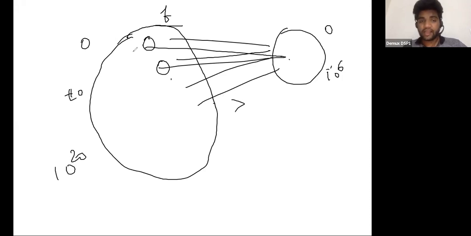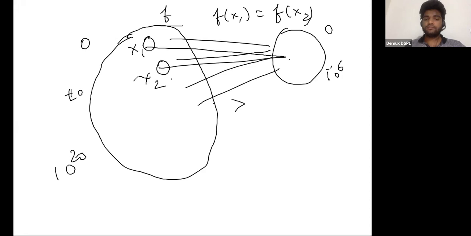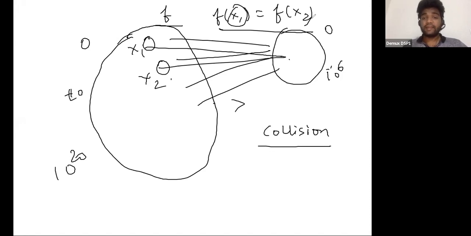So naturally you will have two numbers x1 and x2 such that f of x1 will be equal to f of x2. Right? Because the input domain is very large and the range is smaller than the domain. That's why you will have this. And this is what we call collision. What has happened here? You have two data items which are mapping to the same location in the table that you are creating.